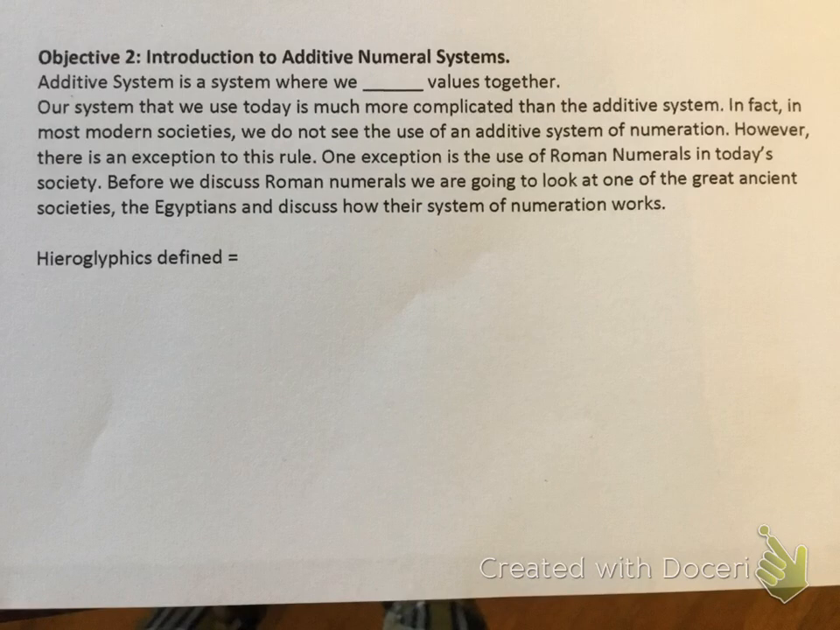Okay, so this is objective 2, Introduction to Additive Numeral Systems. An additive system is a system where we add values together, hence the word additive. Do you see that word add is in there? Our system that we use today is much more complicated than any additive system. However, there is one exception to the rule, and that's the use of Roman numerals. Roman numerals is considered an additive system, and we're going to be looking at that a little bit later.